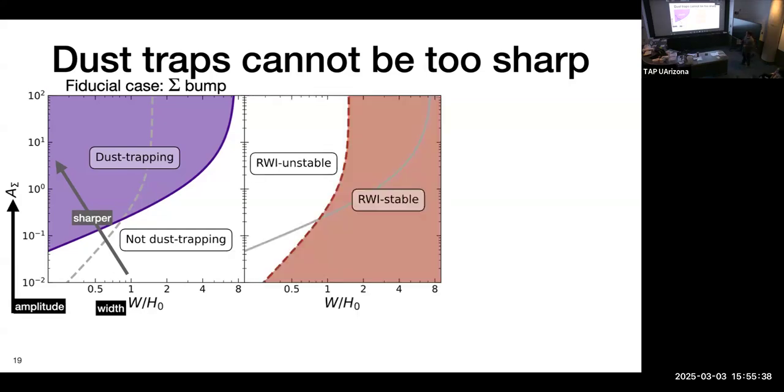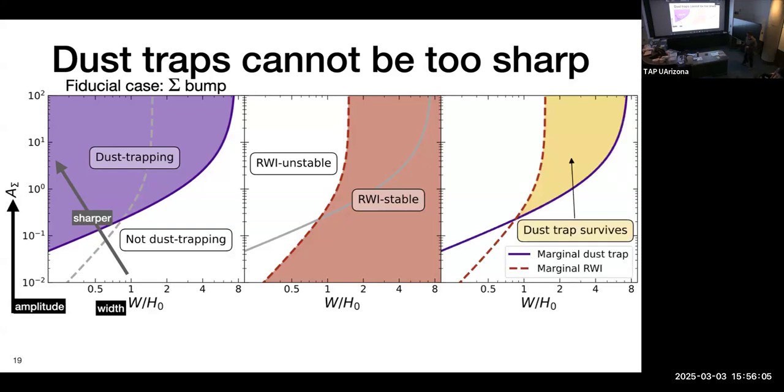I'm going to show another one here. So that was for the dust trapping criterion. Whereas for this one, we're looking at whether the bump is stable to the RWI or not. So it's also the ones that trap the dust more that are unstable to RWI, right? The sharper ones are unstable to RWI. But we want the dust rings to be stable. And that means the overlap of these two regions indicates the dust traps that can survive the RWI. So based on this result, you can state that the dust trapping features have width larger than a scale height. H is the scale height.